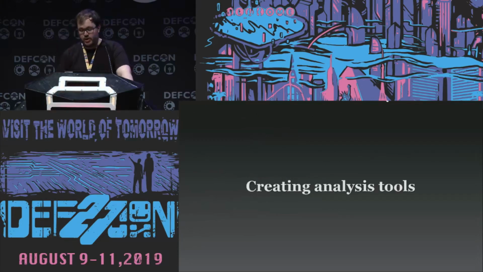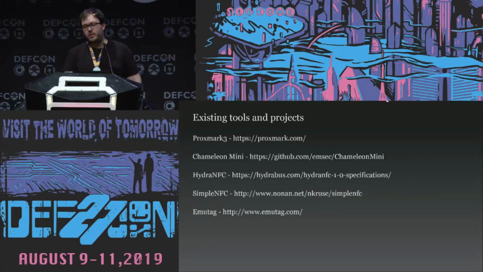So we're going to talk about creating the analysis tools that I worked with for this project. So obviously there's a few we know about. There's the Proxmark 3 and the Chameleon Mini, which are probably the most well-known of these NFC attack tools that people see. There's Hydra NFC, which is something more of a hobbyist product, but is very, very useful and uses some of the similar technologies we're using today. Simple NFC, which has some similar hardware to what I'm working with and is a very interesting project in and of itself. And EmuTag, which also has some benefits to it.